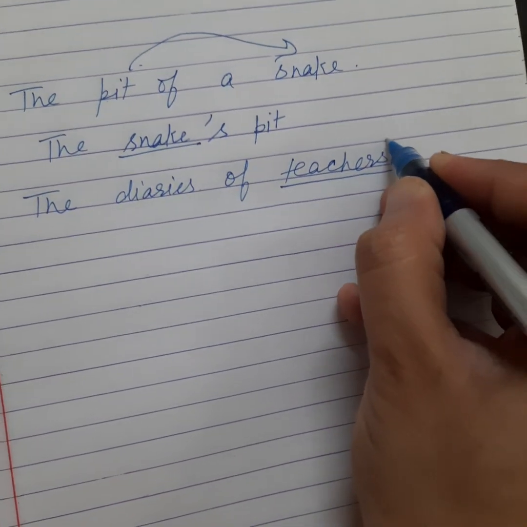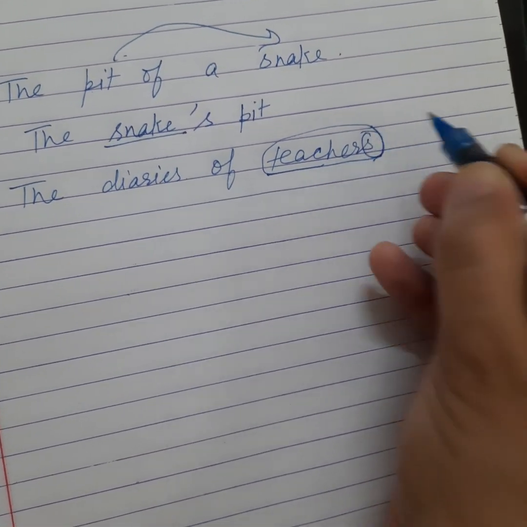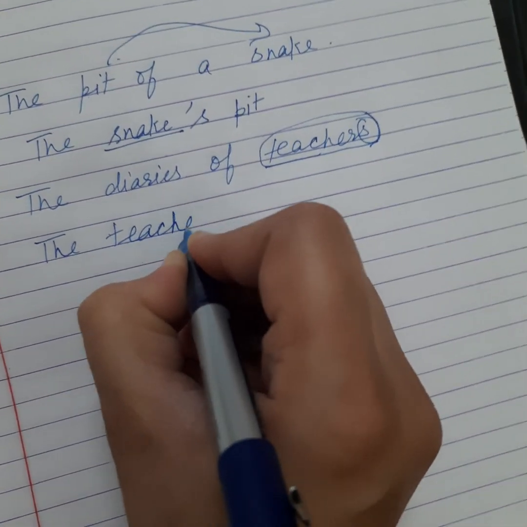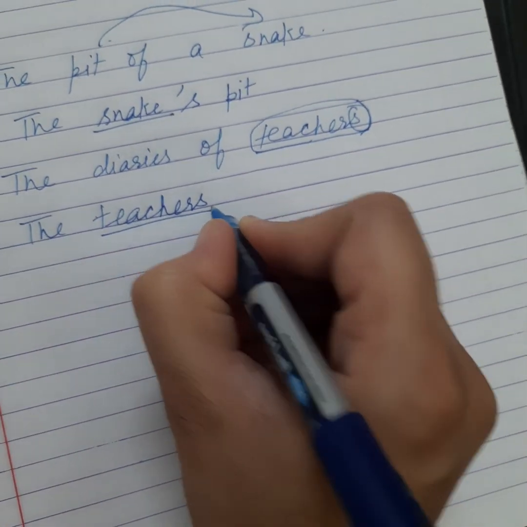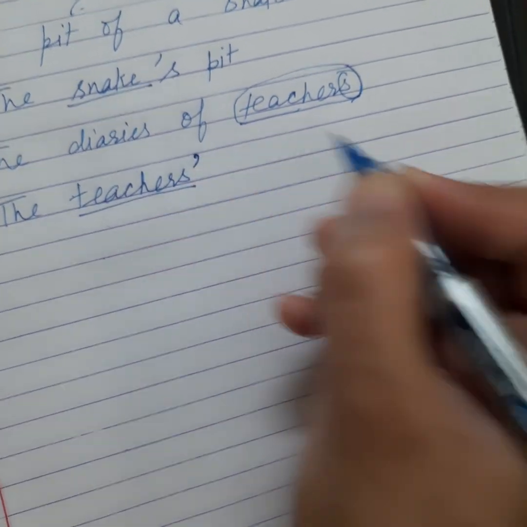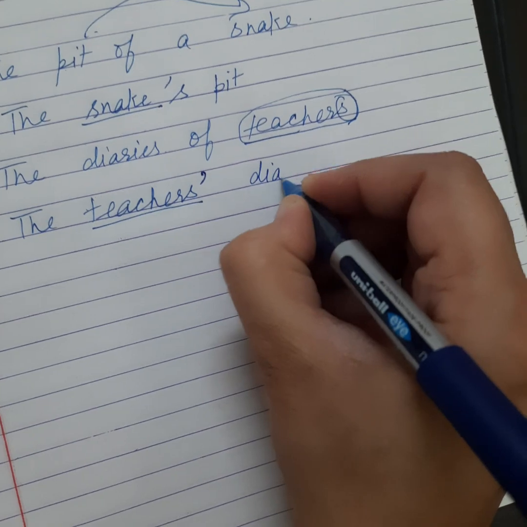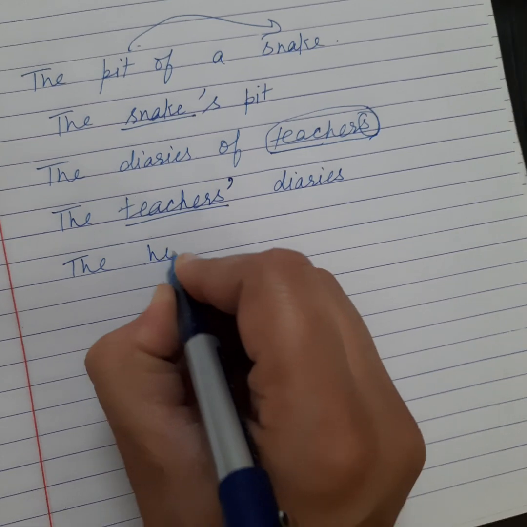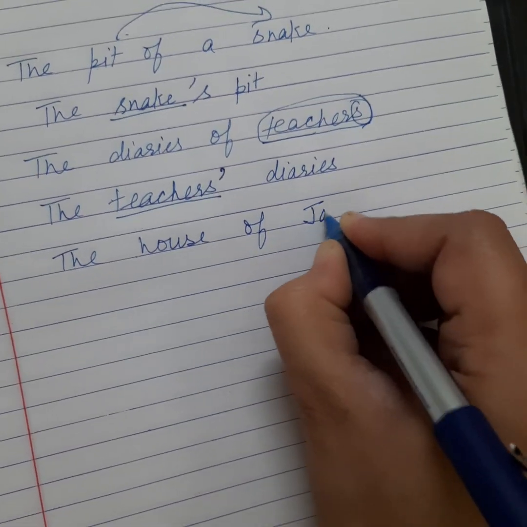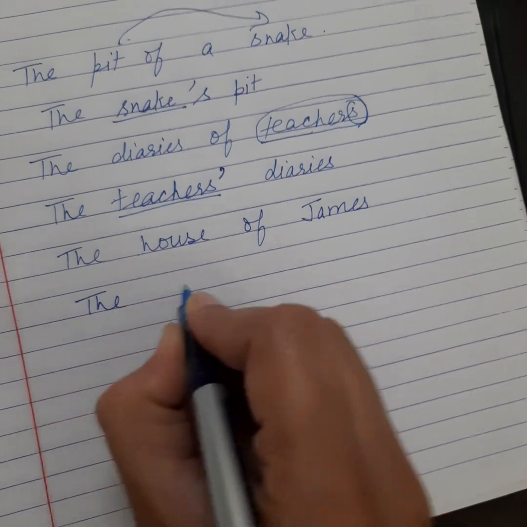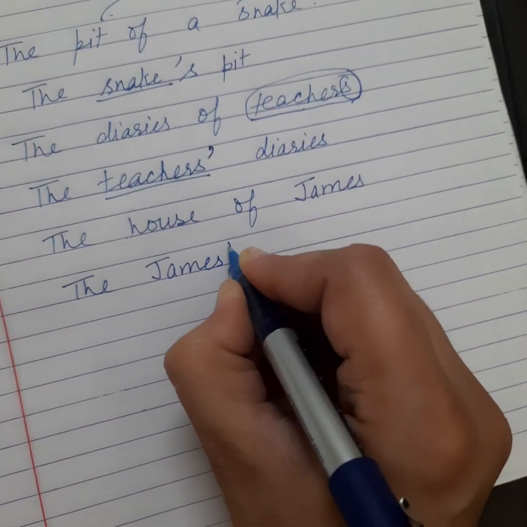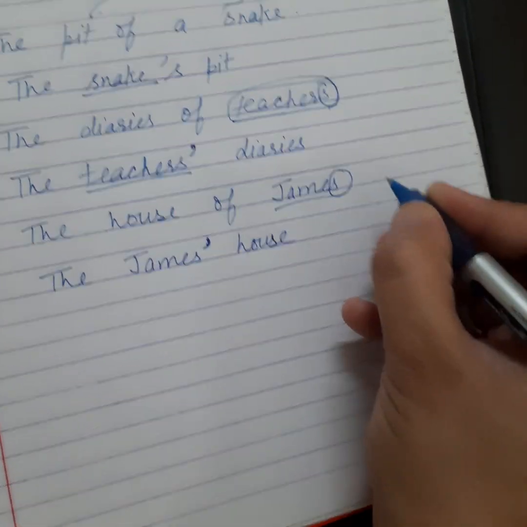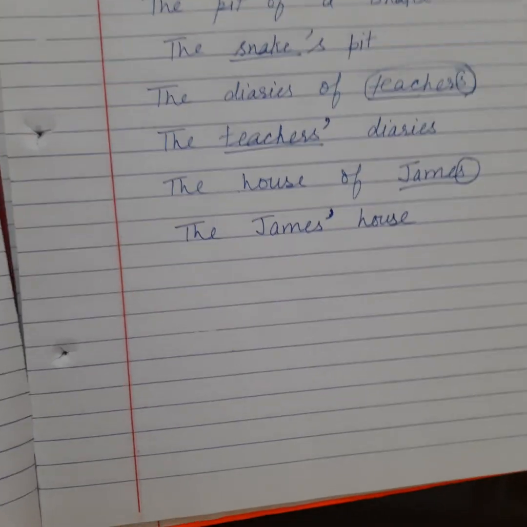Teachers. Now teachers, singular or plural, tell me? This is a plural noun and it ends with s, so we will write the teachers'. As this is already plural and ends with s, we will just add an apostrophe. Teachers' diaries. The house of James. So we will write James' house. Simply, this noun is ending with s already, we will add an apostrophe only.